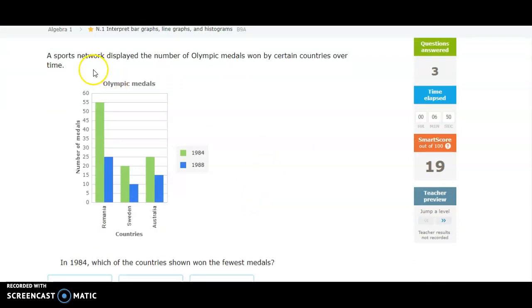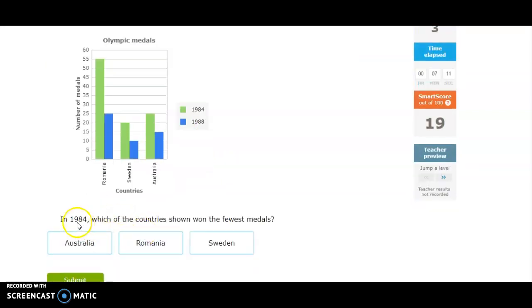Again, a sports network displayed the number of Olympic medals won by certain countries over time. So first interpret our graph, titled Olympic medals. Down this side we have number of medals. Now be careful here because we have two different colors. Green represents 1984, blue represents 1988. And across the bottom we have our countries.